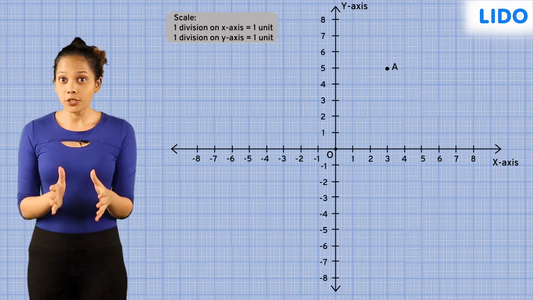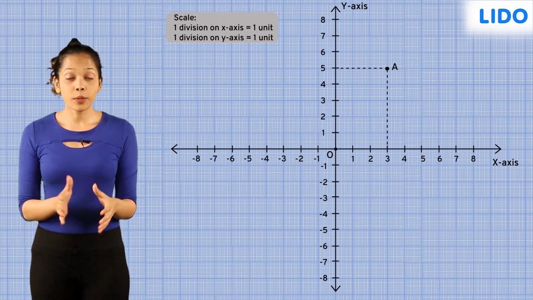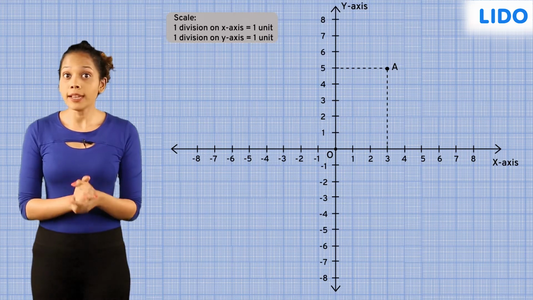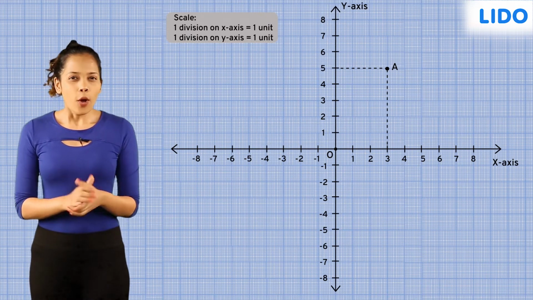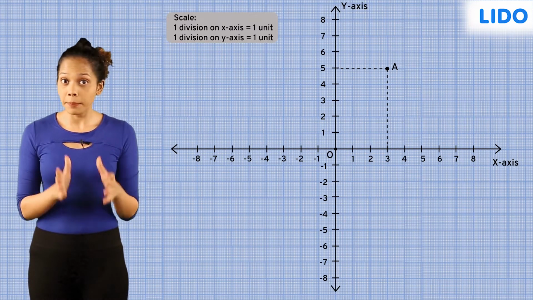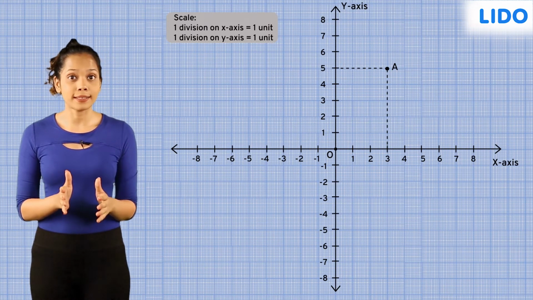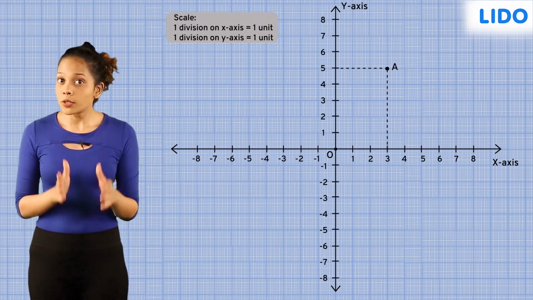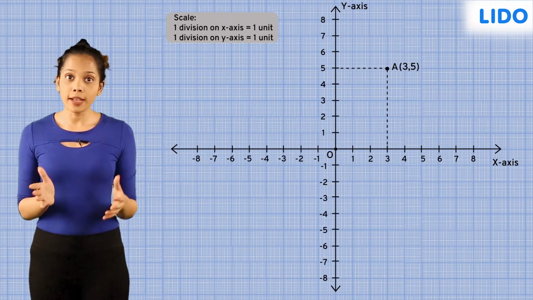By drawing perpendiculars from this point to the x and y axis, we can determine the coordinates representing the position of the aircraft. Observe carefully and you will see that the perpendiculars meet the x-axis at 3 units and the y-axis at 5 units. So the coordinates of the point are 3, 5.